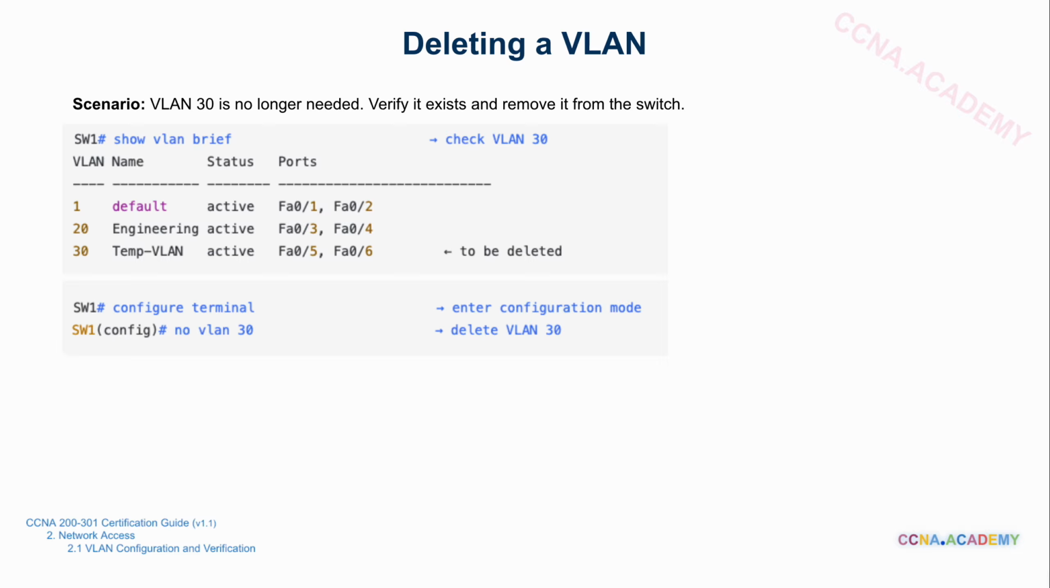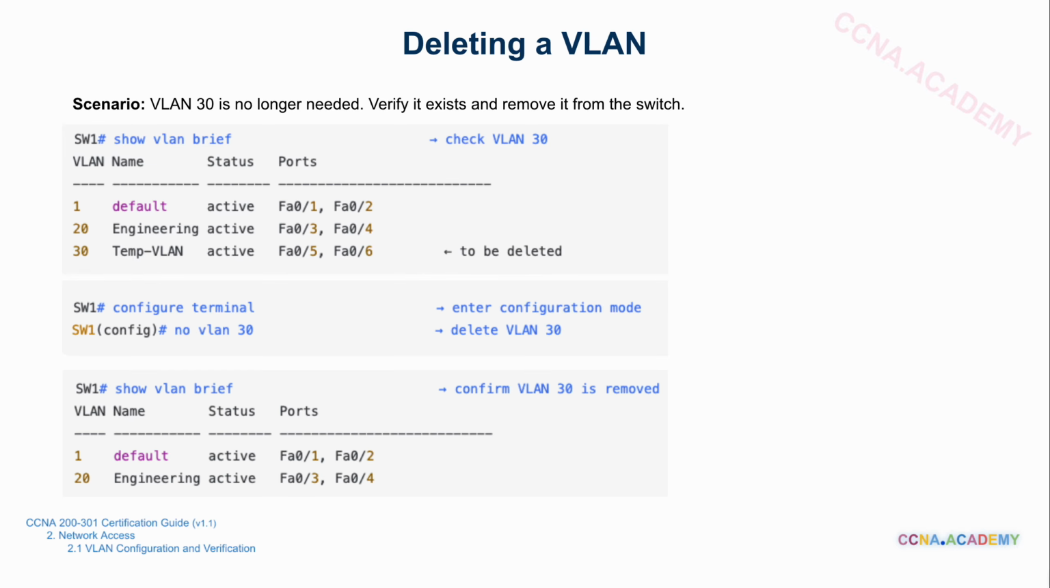Removing the VLAN deletes it from the VLAN database and immediately disassociates any ports that were assigned to it. Finally, we display the VLAN table again to confirm the result. The output shows that VLAN 30 no longer appears, verifying that the VLAN has been successfully removed from the switch.